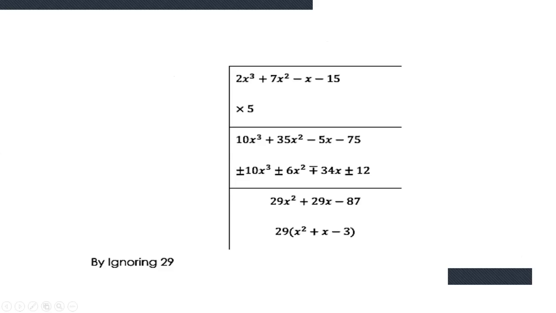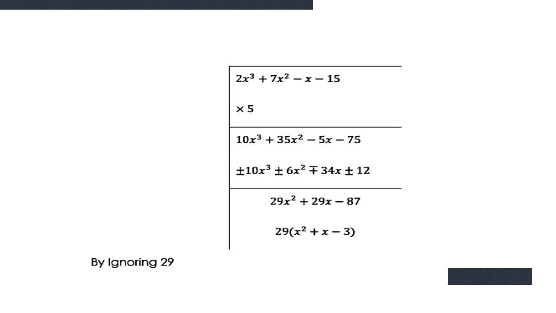By changing sign, 10x cube will cancel, 35 minus 6 equals 29, minus 5 plus 34 equals plus 29, and minus 75 minus 12 equals minus 87. Okay, by taking 29 common, the remaining will be x square minus x plus 3. Now here we may ignore 29.